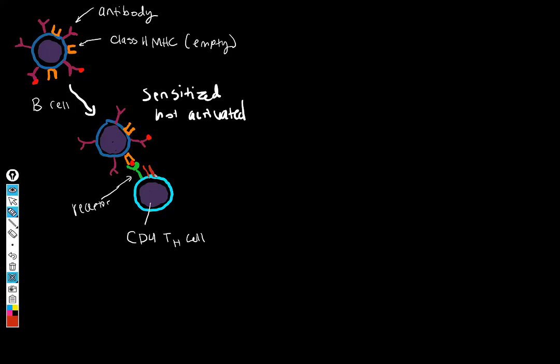So once this docking step occurs, where the receptor binds to the antigen that's bound in the class 2 MHC of the B cell, that creates a scenario where recognition occurs. So I'm going to draw recognition as being, oh, let's do that in white actually. So recognition is aha. And then the next step is co-stimulation.